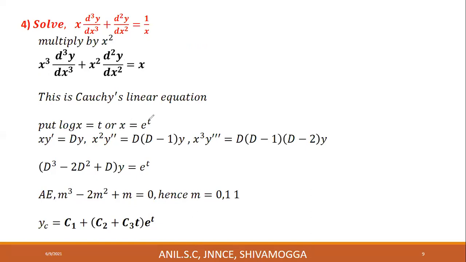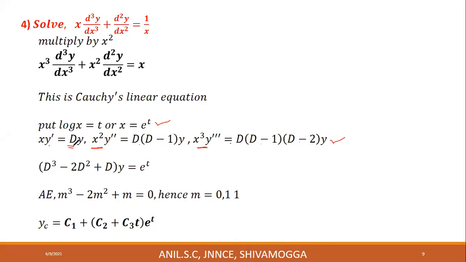Put log x is equal to t or x is equal to e power t. Both are same expressions. Writing log x is equal to t is the same as writing x is equal to e power t. This implies x into y dash is equal to dy, plus x square into y double dash is d into d minus 1 y, plus x cube into y triple dash is d into d minus 1 into d minus 2 y. By taking this substitution, you can directly write this.